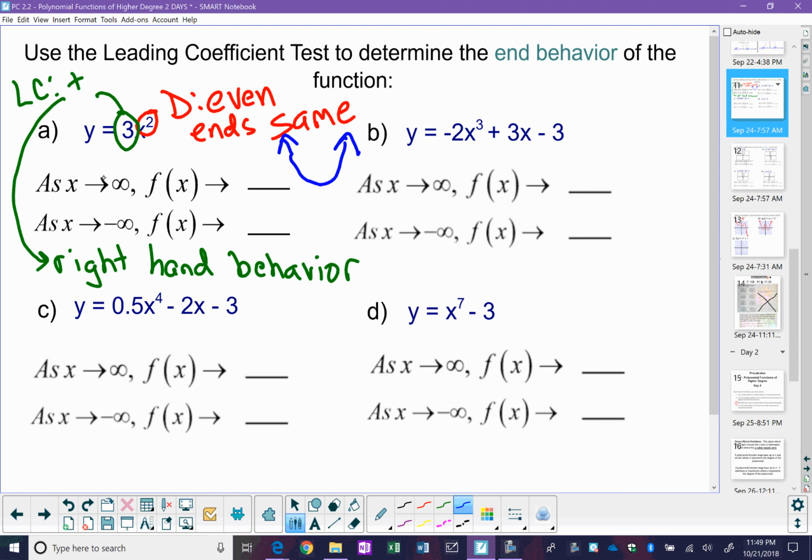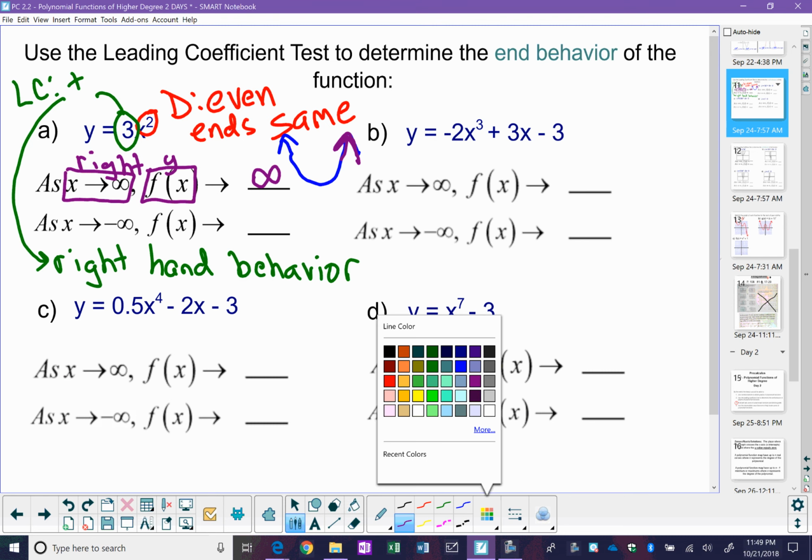Now, what is all of this nonsense right here? I'm going to show you what this means. As x goes to positive infinity, this is just saying as x goes right, what's happening? Well, as my x goes right, my f of x, or remember f of x can be thought of as your y value, is going up. I could write up, but in math terms, if it keeps going up, we say it goes to infinity.